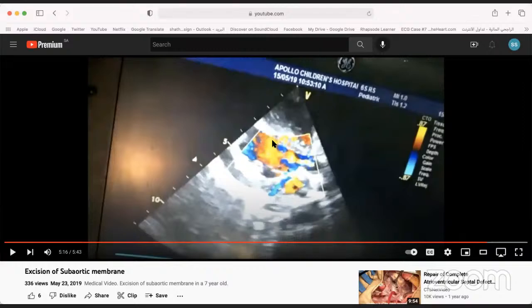Can we use a patch to repair the VSD if it's big, or can we do direct suturing? Okay, that's most likely the case, but of course it depends on the size and depends on the location.